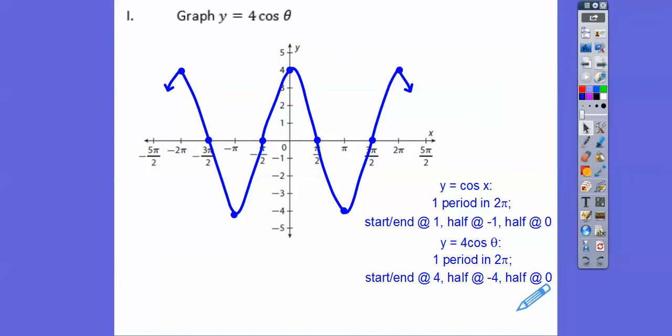Okay, sorry I'm not in class. I can't make a nice smooth curve, but that looks pretty good. All right, how about this guy right here?